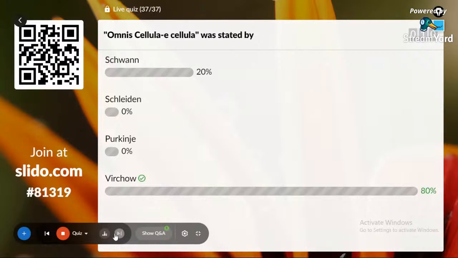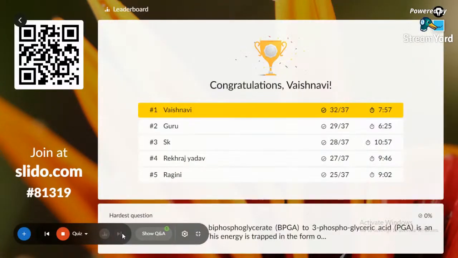The final leaderboard. We have Vaishnavi, 32 out of 37, as the winner, followed by Guru. Good. Every time on the leaderboard, Guru, Vaishnavi. Then SK with 28 out of 37, Eric Raj Yadav 27 out of 37, then Ragini with 25 out of 37.